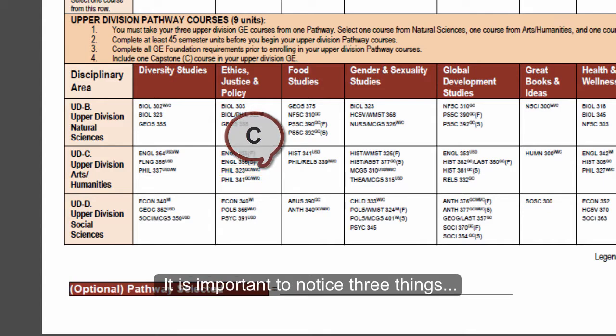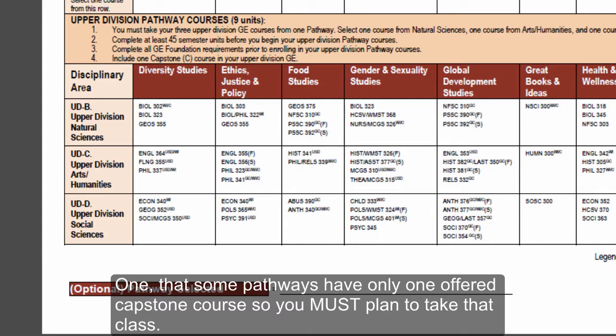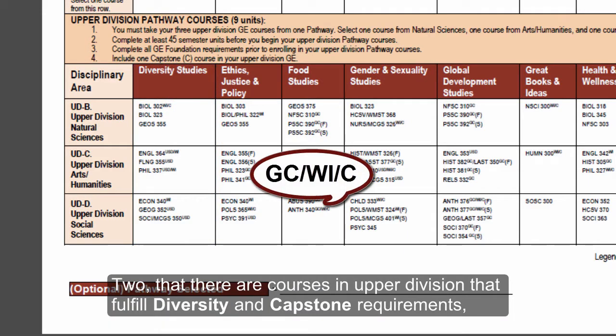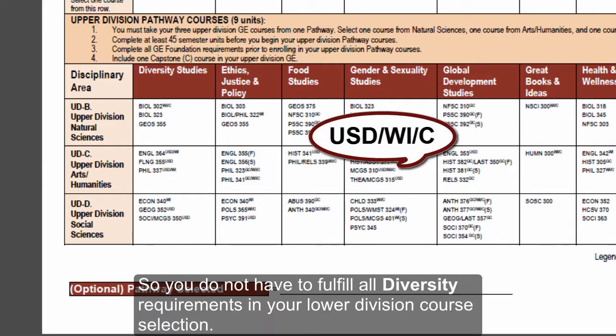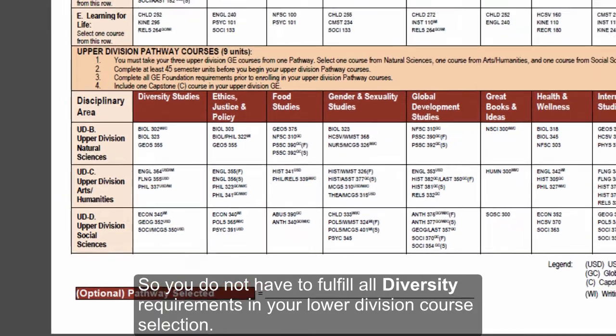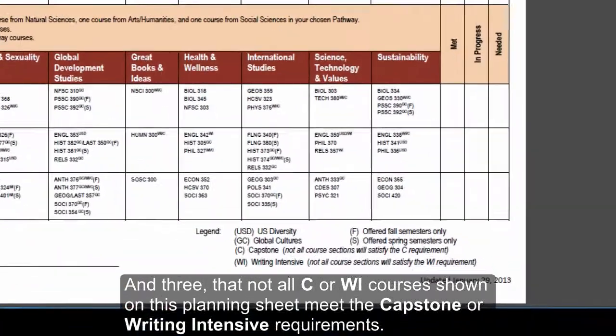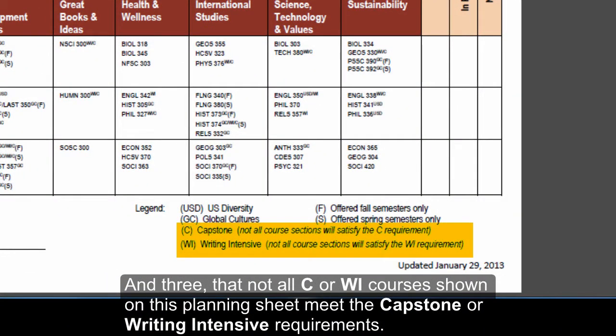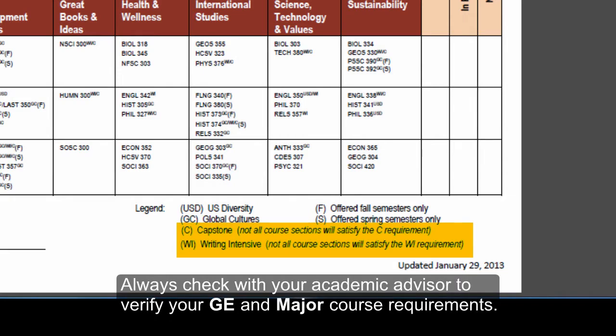It's important to notice 3 things. 1, that some pathways have only one offered capstone course, so you must plan to take that class. 2, that there are courses in upper division that fulfill diversity and capstone requirements, so you don't have to fulfill all diversity requirements in your lower division course selection. And 3, that not all C or WI courses shown on this planning sheet meet the capstone or writing-intensive requirements. Always check with your academic advisor to verify your GE and major course requirements.